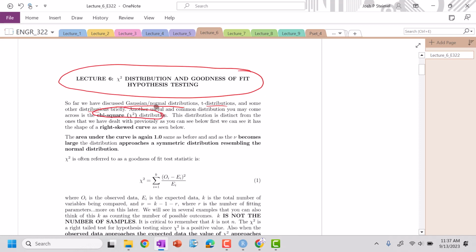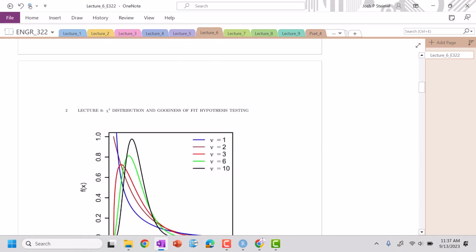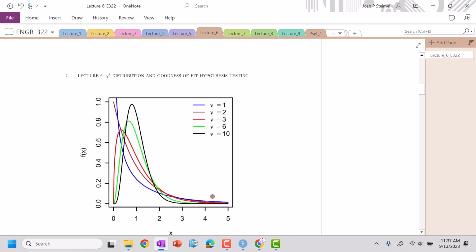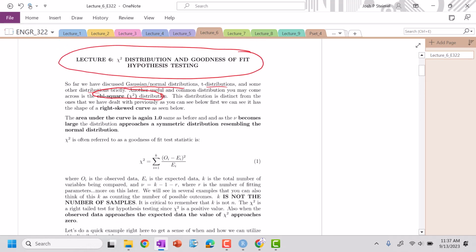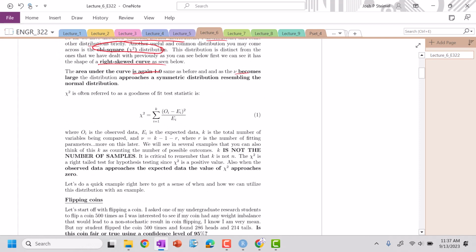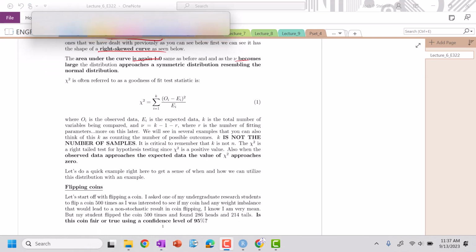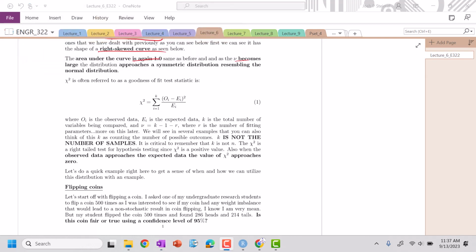the chi-square distribution. So it's distinct because as we can see below here, it has this right tail, right skew. So it is not, and I repeat, it is not symmetric. The area of the curve is 1, but again, as nu becomes large, it will approach a Gaussian or normal distribution, but it is not. So that is going to limit some of the tests and change some of the critical values that we're looking for here.